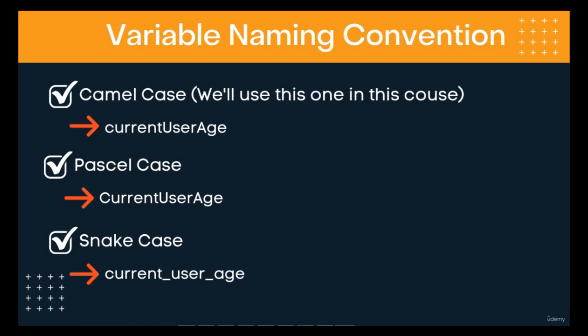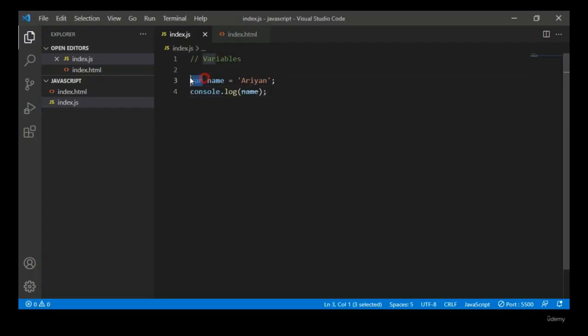And another one is the snake case. In the snake case, I am using current underline user underline age. So that is the simple rule you have to follow. As I told you, for this course, most of the time we'll use camel case for our variable names. We will not use var. Always we will use let and const.